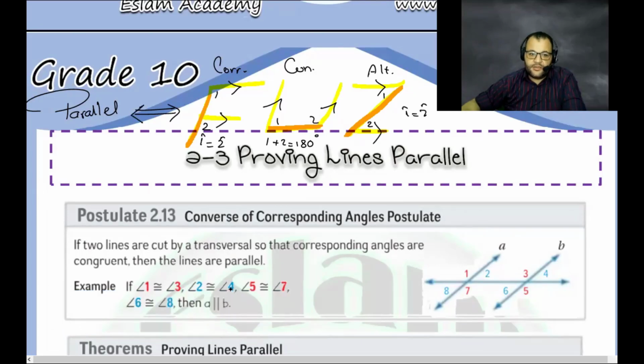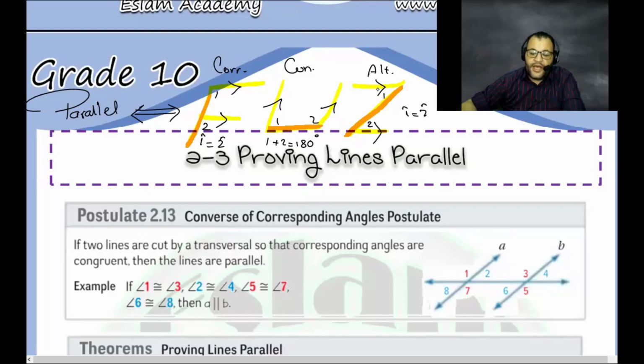You understand it? If you have two consecutive angles, two angles lying on the same side of the transversal, both of them interior, and their sum is 180, then we will have parallel lines. So if we have parallel lines, the consecutive angles are supplementary. If the consecutive angles are supplementary, then we have parallel lines.